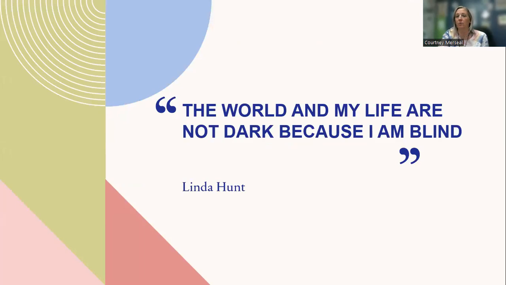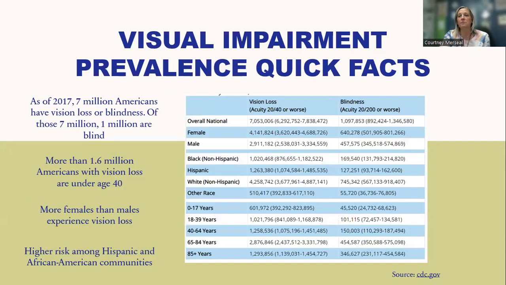So just a little quote, "The world and my life are not dark because I am blind," and that is Linda Hunt. So just some quick facts about visual impairment in the United States and the prevalence of it. As of 2017, 7 million Americans have vision loss or blindness. Of those 7 million, 1 million are completely blind.